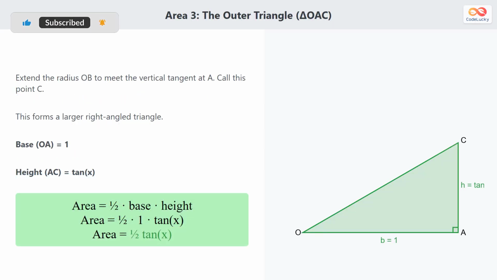Finally, we extend the line OB until it hits the vertical tangent line at point C. This creates a larger right-angled triangle, OAC. The base is still 1, but the height is now tangent x. Therefore, the area of this large outer triangle is 1/2 tangent x.